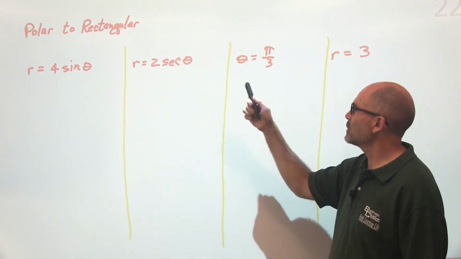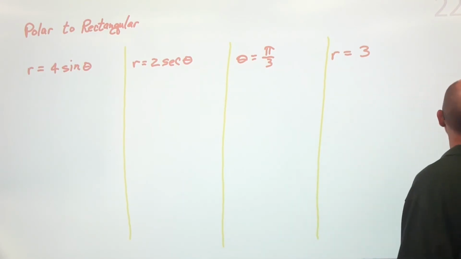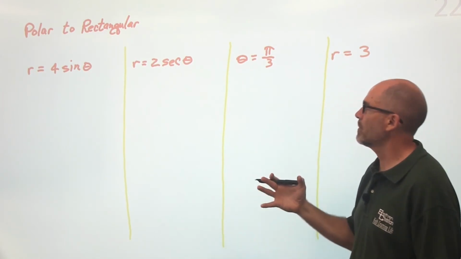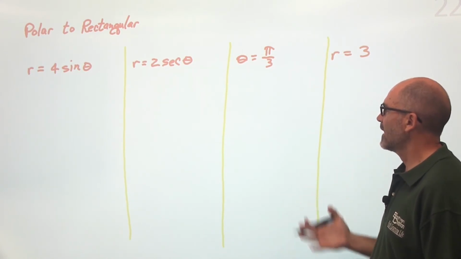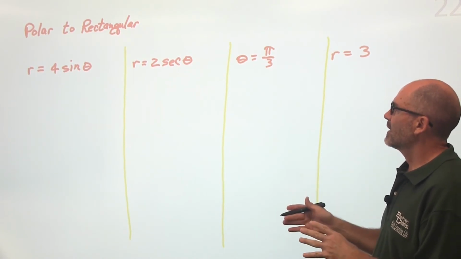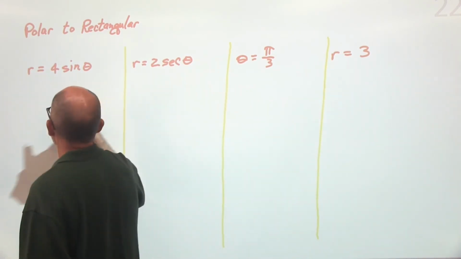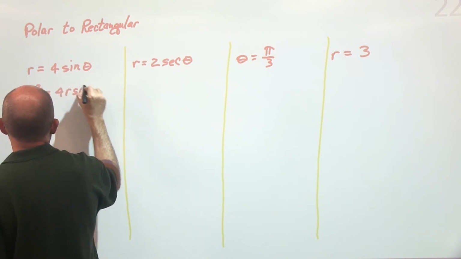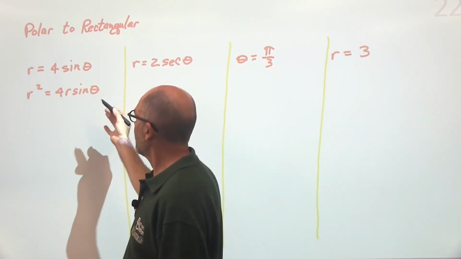Okay. Now we have equations in polar form, and we want to change them to rectangular. Okay, so what we're going to do is we're going to try to get rid of the r's and the thetas and turn them into x's and y's. Well, r equals 4 sine theta. Now, I know that r sine theta is y. So what I'm going to do here is a little trick. I'm just going to multiply both sides by r.